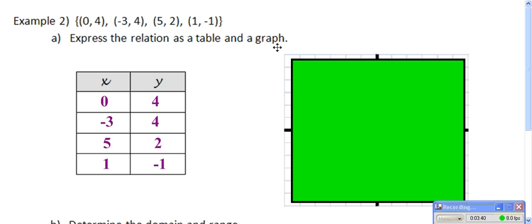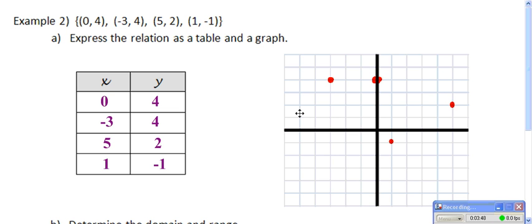Next, they want you to graph it. So basically, go ahead and plot each coordinate on the graph. When you plot each coordinate, it will look something similar to that. 0, 4 would be here, negative 3, 4, and so on.